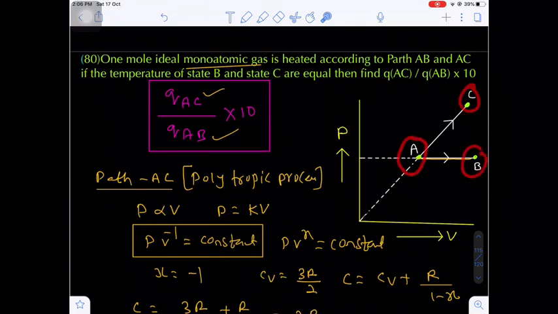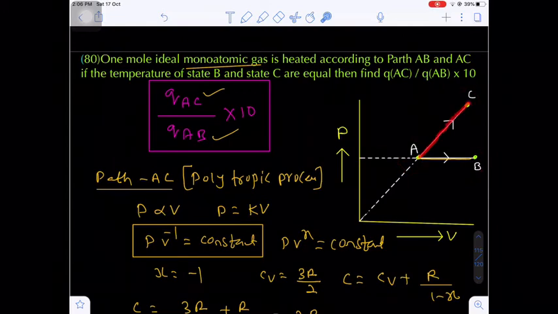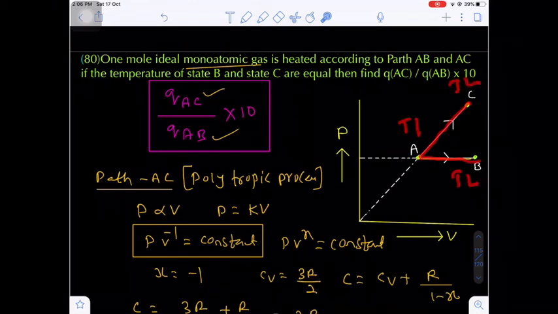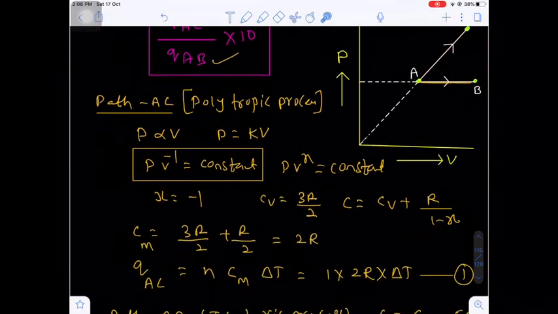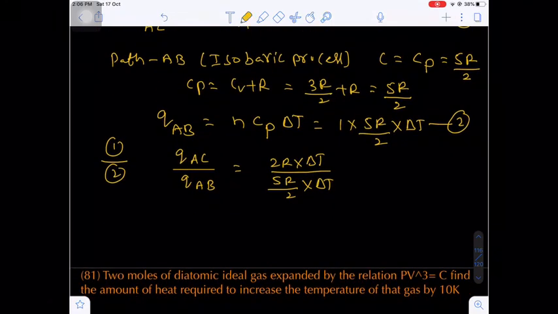That means the initial temperature is also the same for the process, because both processes are starting from the same point A. Let's suppose this is the T1 temperature and T2 is the final temperature. So the change in temperature along the path AC and along the path AB remains the same, or not? Yes. That's why in both cases, I can cancel the delta T value.